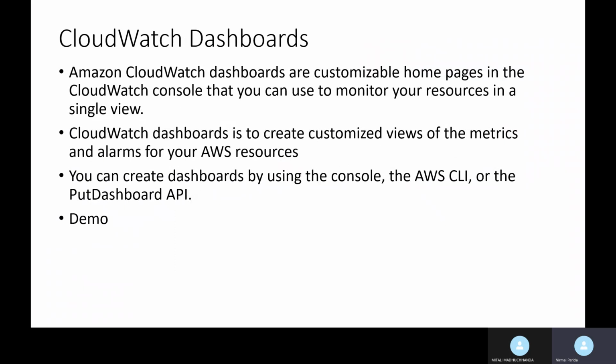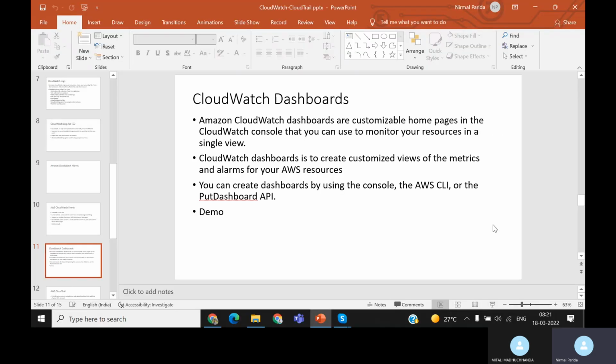Next is CloudWatch dashboards. Amazon CloudWatch dashboards are customizable home pages in the CloudWatch console, so that you can monitor your resources in a single view. In a single view, you can create some dashboards, but creation of a dashboard is chargeable from AWS, right? So if you create one dashboard, there will be some charge from AWS. CloudWatch dashboards create a customized view of metrics and alarms for your AWS resources. You can create dashboards by using the console or CLI or an API called the put dashboard API. So let me show you.